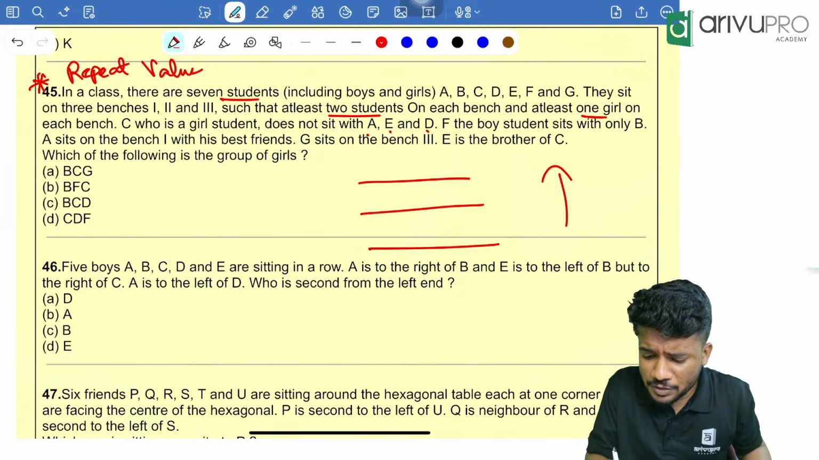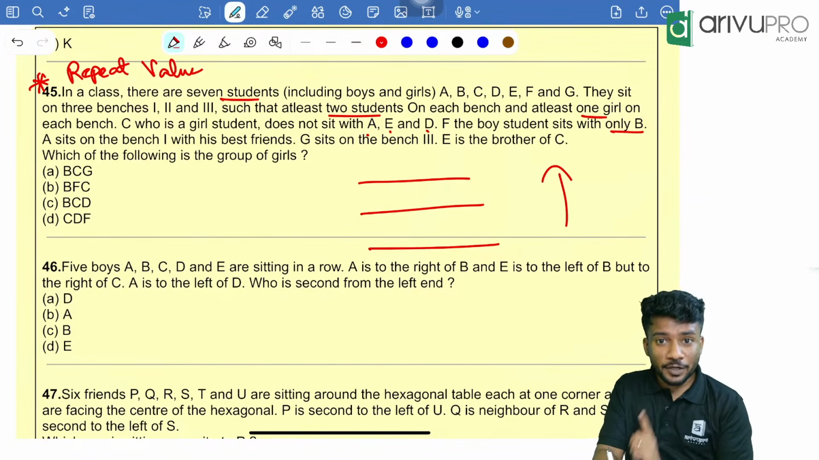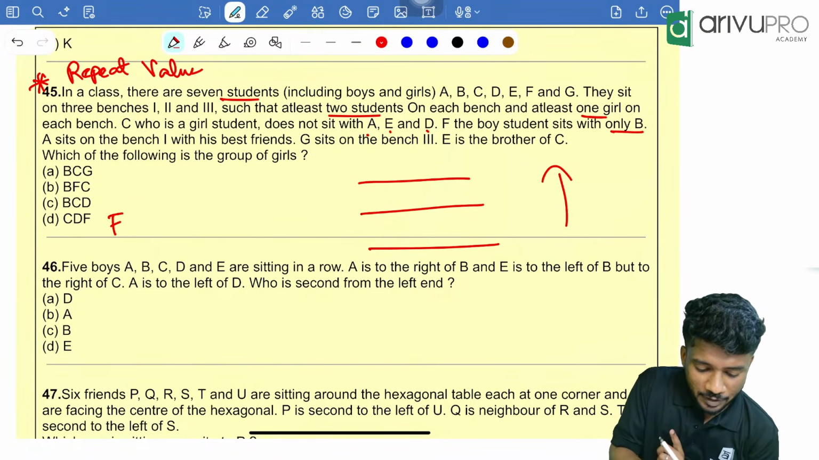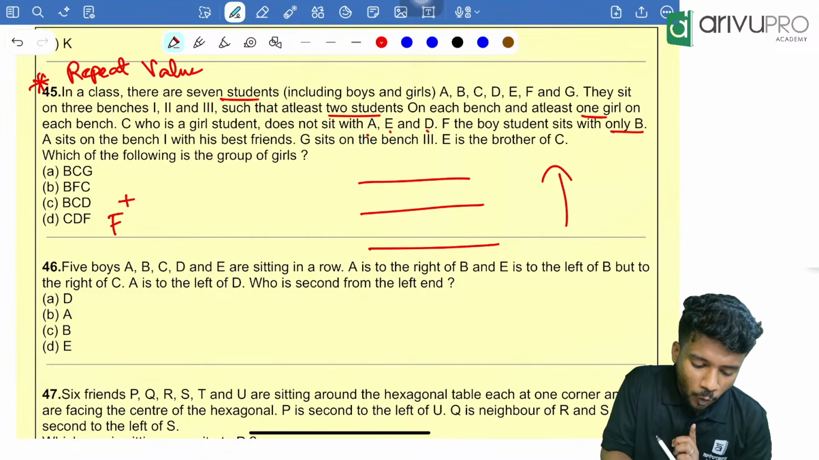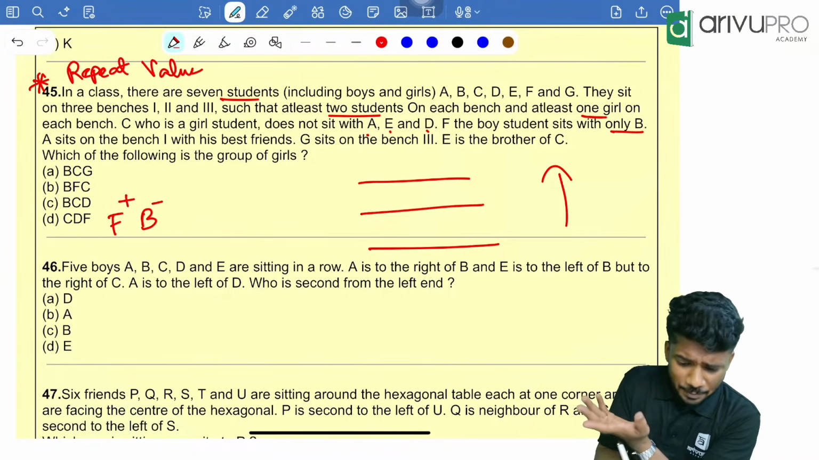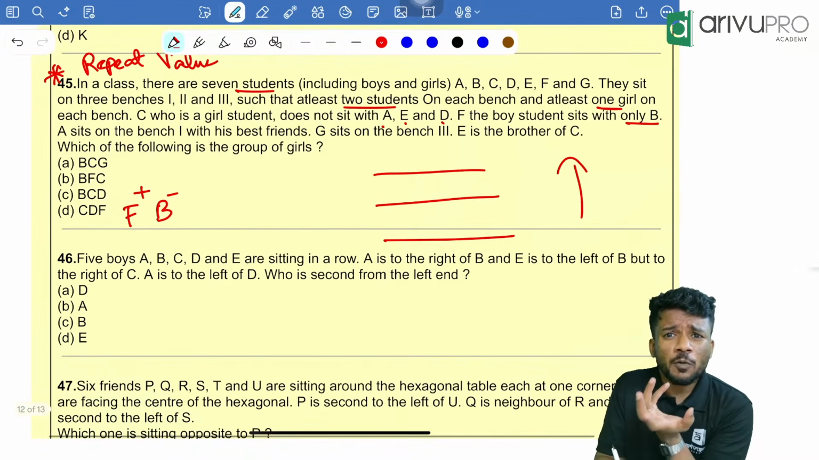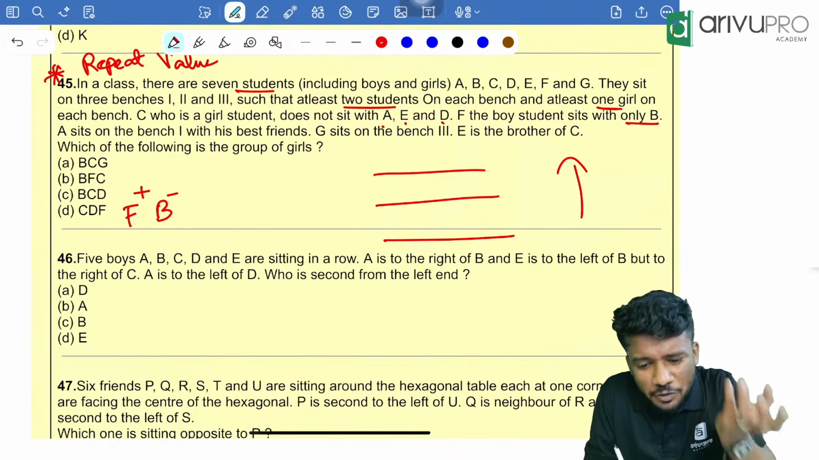F is a boy student who sits with only B. So F is a boy. I'll use a plus sign. F is a boy who sits with only B. That means B should be negative. Why? Because at least 1 girl should sit on each bench, right? That means B should be a girl.